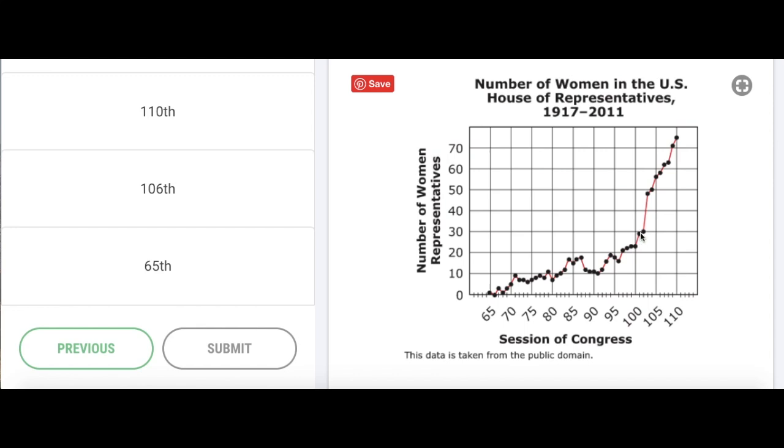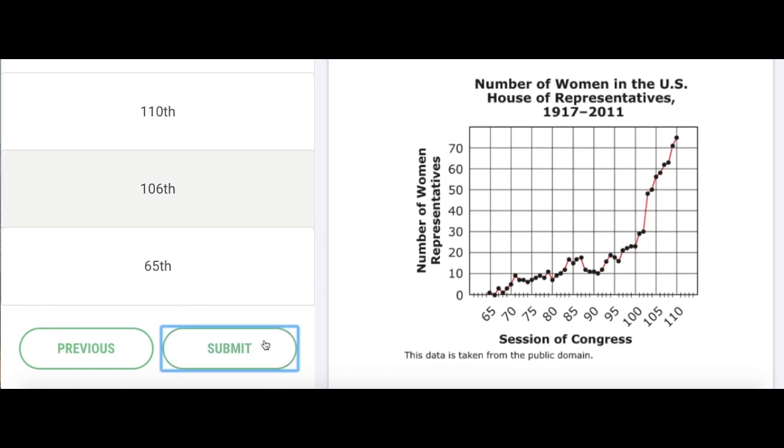So we're going to double that. So what is 30 times 2? Well, that's about 60. So we want to look at when there were about 60 women representatives, which would be this dot right here. So remember, it wasn't actually 30, it was 29. So we would expect to find the dot that's a little bit below 60. So that would be right here. And so now if we trace this down, we see that that would correspond to the 106th session of Congress, because right here is 105. So this little slash here would be 106th.